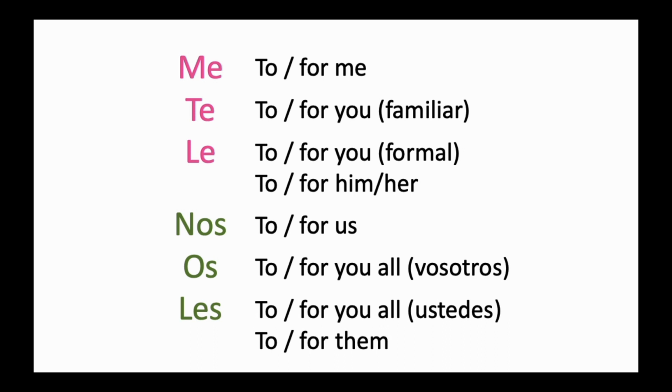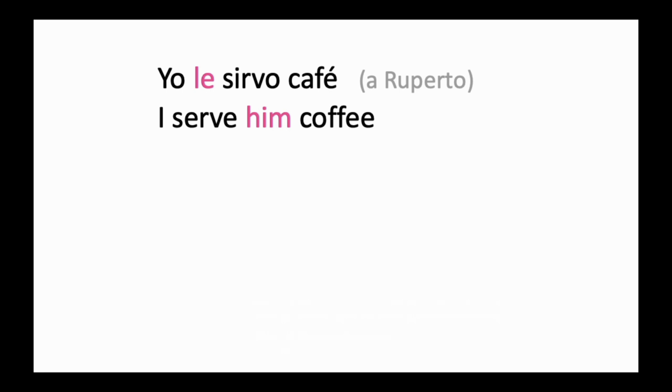Me, te, le, nos, os, les. Ejemplo. Yo le sirvo café. Let's say that it's to Rupert, a Ruperto. Therefore, I'm going to use le. Yo le sirvo café. So, I serve coffee to him.